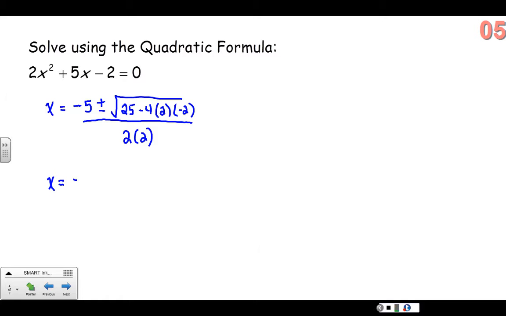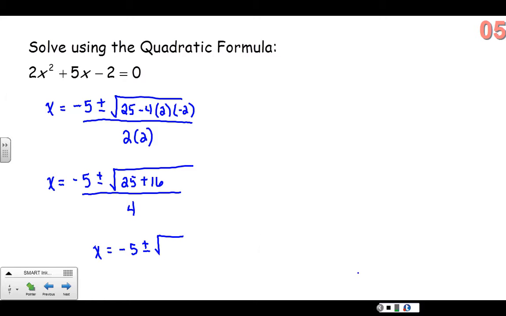Simplify the expression. Negative 5 plus or minus the square root. So I have 25. Again, I have two negatives being multiplied, so it's going to be plus 4 times 2 times 2. That would be 16, all over 4. So x equals negative 5 plus or minus the square root of 25 plus 16 is 41 over 4. Now, in this problem, the square root of 41, I can't simplify that square root. That's as far as we can go. So my answer will just be what we have written here.